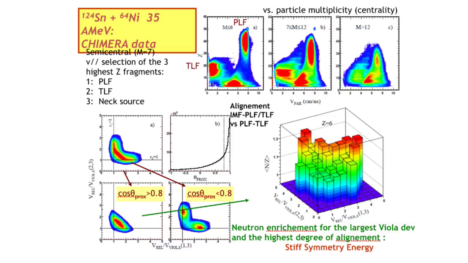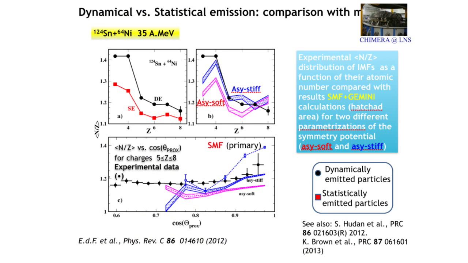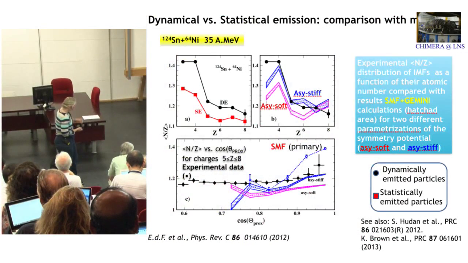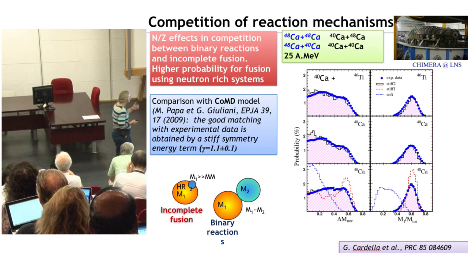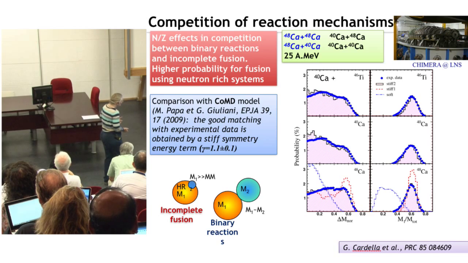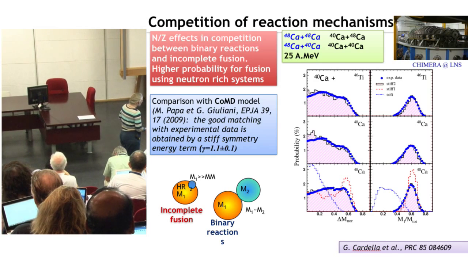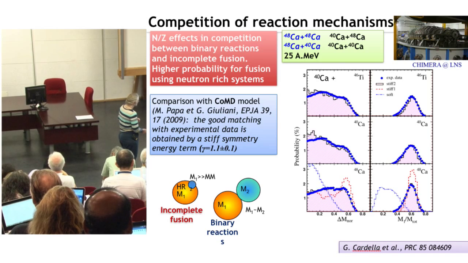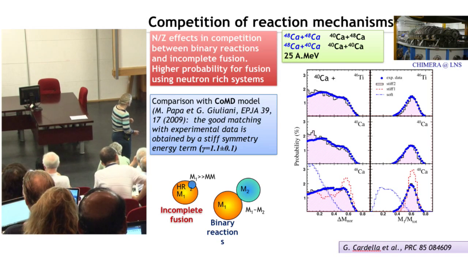You can look at different reaction mechanisms. You can look at dynamical versus statistical type breakup, and then again make some comparison to an ASI-stiff or an ASI-soft equation of state. One can look here again at the different reaction mechanisms in terms of incomplete fusion or binary reactions, and certainly as you look here for your neutron-rich system, you see a much better agreement with your ASI-stiff when you're looking at the mass of the light over the mass of the total.